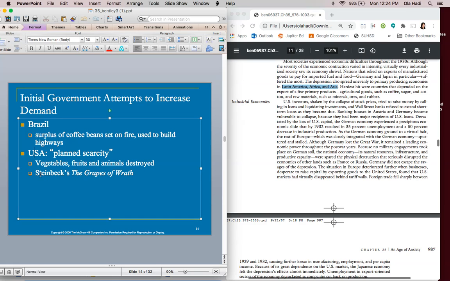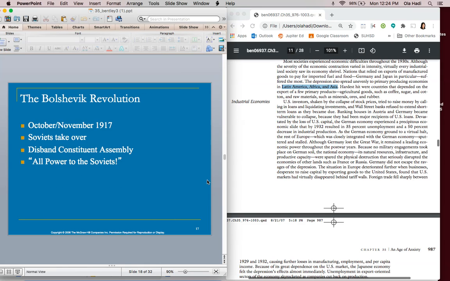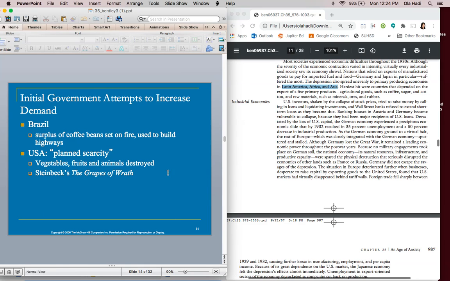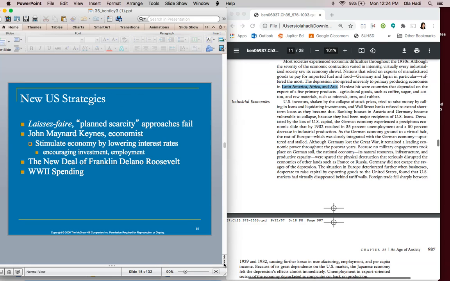This is captured really beautifully and painfully in John Steinbeck's book, The Grapes of Wrath, which talks about the slums that were created during this time and how people were starving to death as the government was destroying food. So you can read about that in your book.